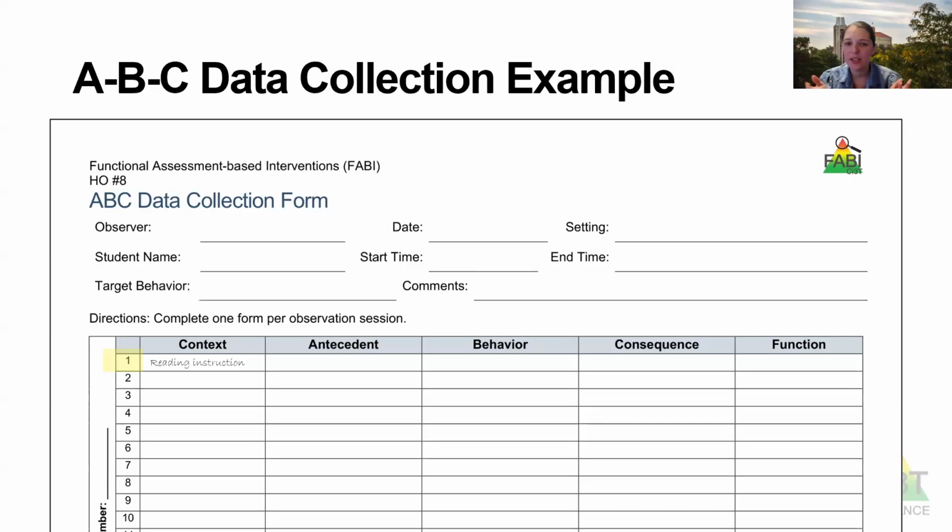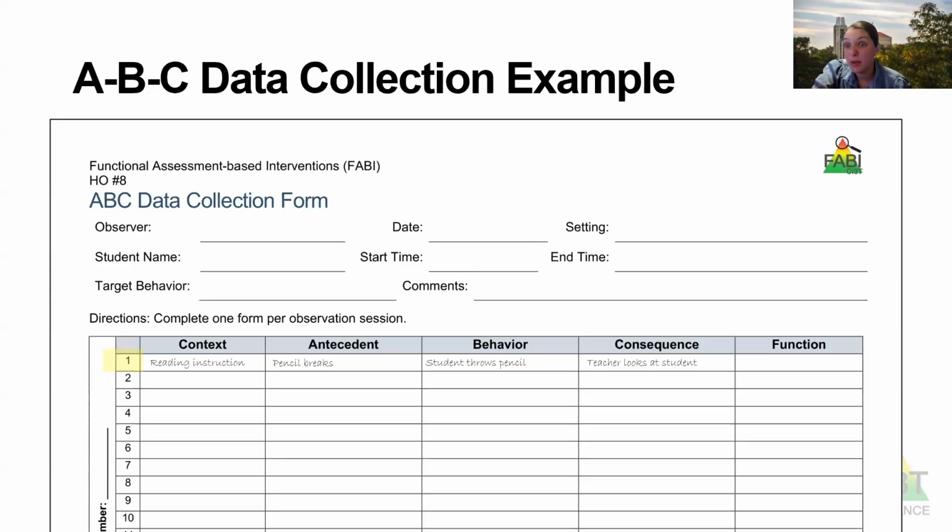Then there's the context. That's just what's happening. So reading instruction, whole group instruction, the do now, partner work, small group work, just what's happening. The antecedent is what happened right before the behavior. So maybe a teacher gave a direction. In this case, a pencil broke. It could be that a peer called their name and tried to get their attention. What happened right before the behavior? Then what was the behavior? In this case, the student threw the pencil. And then the consequence, what happened? In this case, the teacher looked at the student. It could be peers laughed. It could be they got ignored.